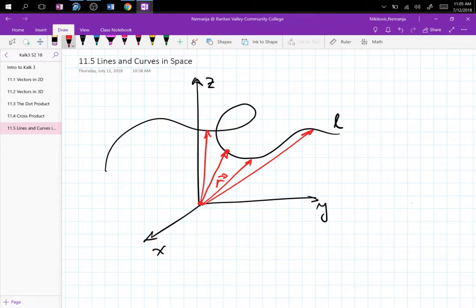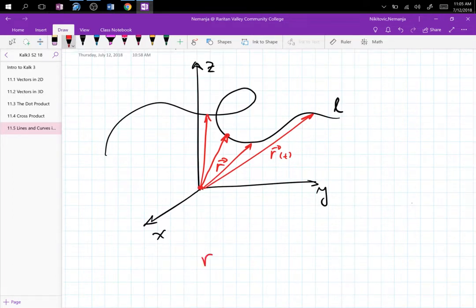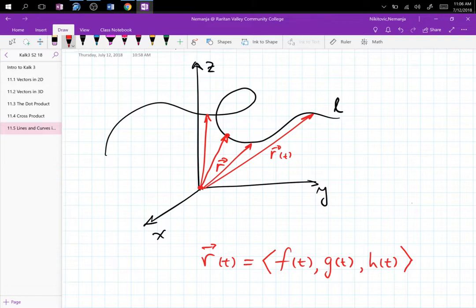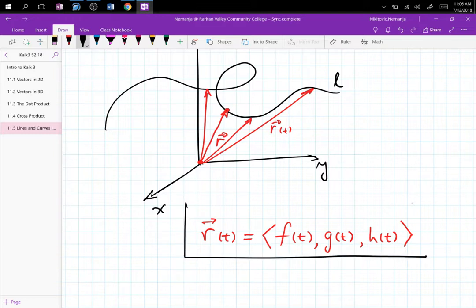So now this R is going to be given as a function of a parameter t, which you can understand, if you want to, as time. So I'm going to call this R of t, and this R of t is going to be a vector of three functions in time, and this we are going to call a vector valued function.